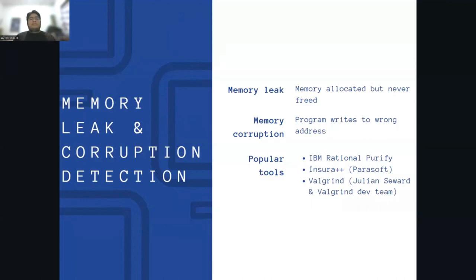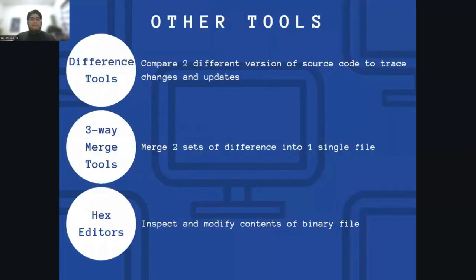And then we have memory leak and corruption detection, where a memory leak is when memory is allocated but never freed. Memory corruption is when the program writes to the wrong address inside the game. The popular tools for this are usually Rational Purify, Insure++, and Valgrind.